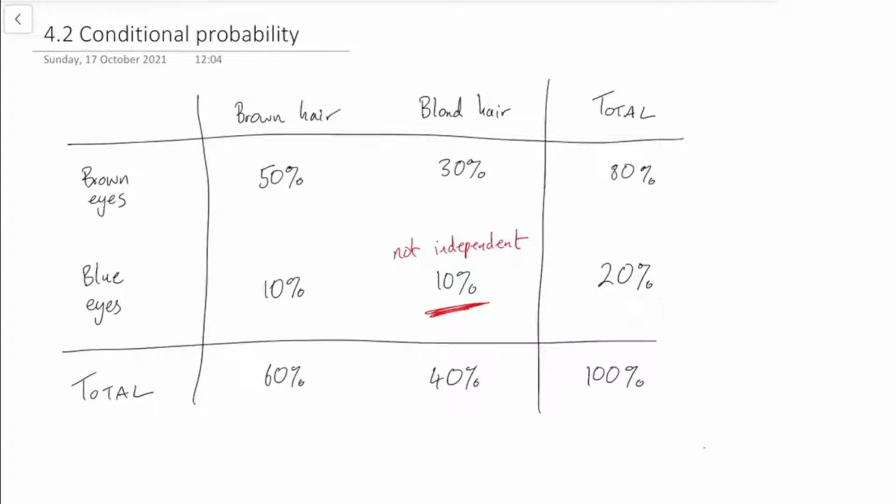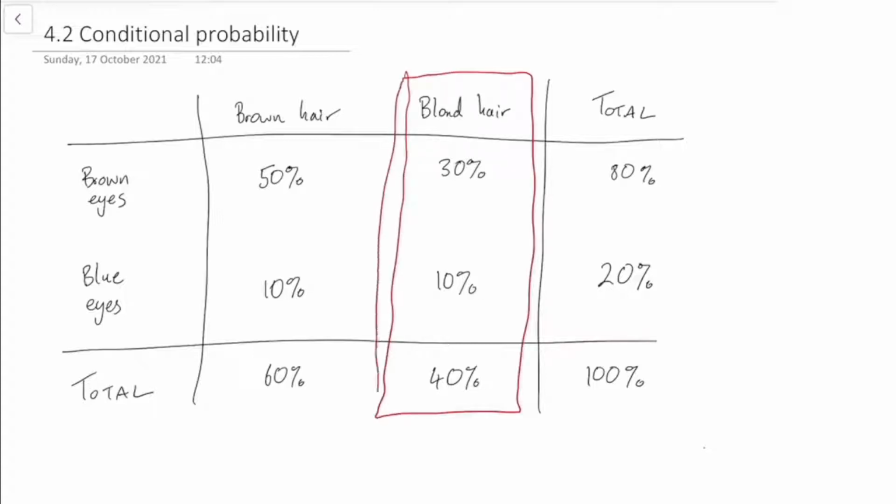But the problem I'm interested in is here. If you know that someone has blonde hair, what then is the probability they have blue eyes, given they have blonde hair? So if we already know someone has blonde hair, then we know that they are in this section of the table. We know they're in the 40% of people with blonde hair. And of those 40%, 30% have brown eyes and 10% have blue eyes. So within that 40%, brown eyes are 3 times more likely than blue eyes, or there's a 3/4 chance of brown eyes and a 1/4 chance of blue eyes within that 40%.